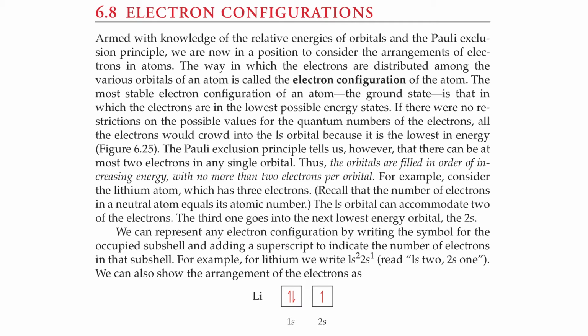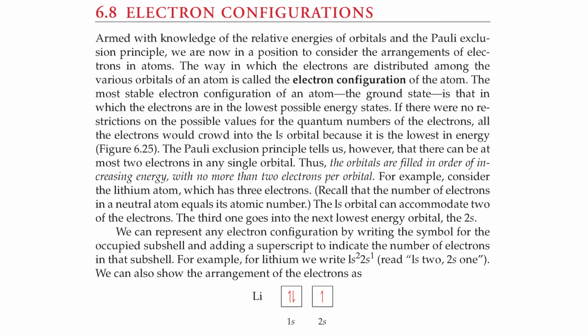For example, consider the lithium atom, which has 3 electrons. Recall that the number of electrons in a neutral atom equals its atomic number. The 1s orbital can accommodate 2 of the electrons. The third one goes into the next lowest energy orbital, the 2s. We can represent any electron configuration by writing the symbol for the occupied subshell and adding the superscript to indicate the number of electrons in that subshell. For example, for lithium we would write 1s², 2s¹.